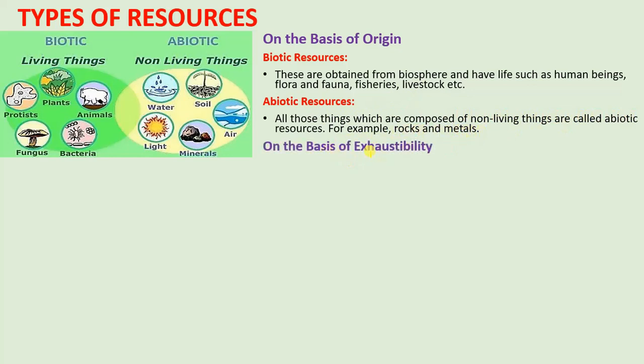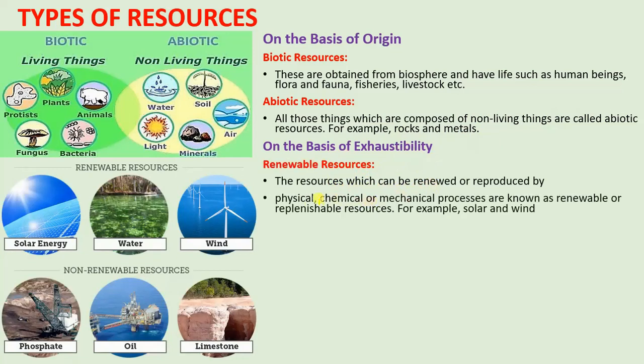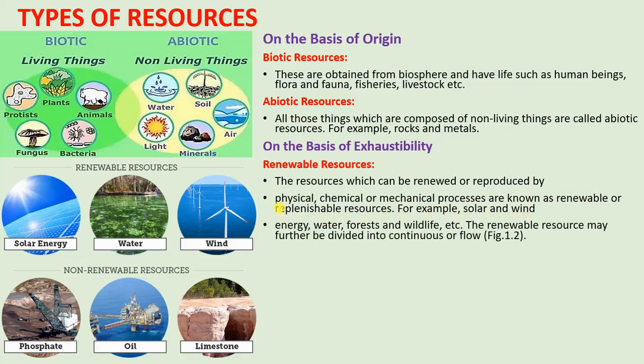On the basis of exhaustibility: renewable and non-renewable. The resources which can be renewed or reproduced by physical, chemical, or mechanical processes are known as renewable or replenishable resources. For example, solar and wind energy, water, forest and wildlife, etc. These renewable resources may further be divided into continuous or flow.